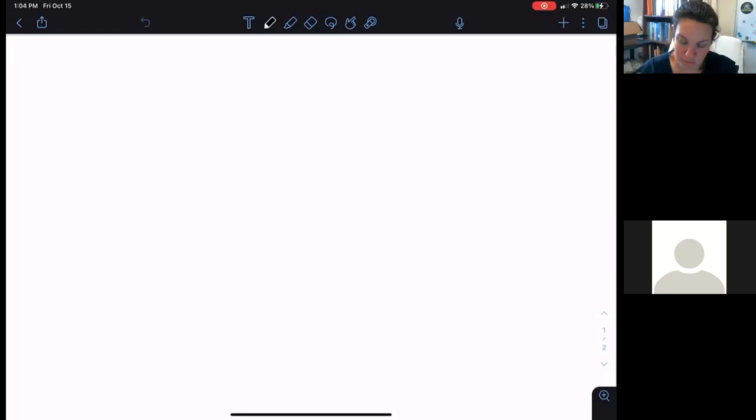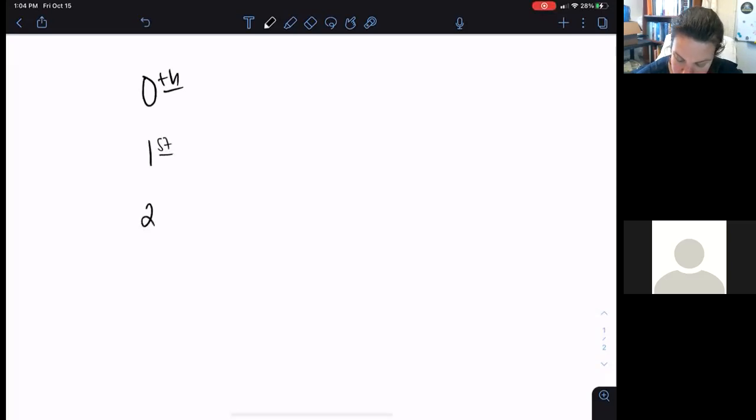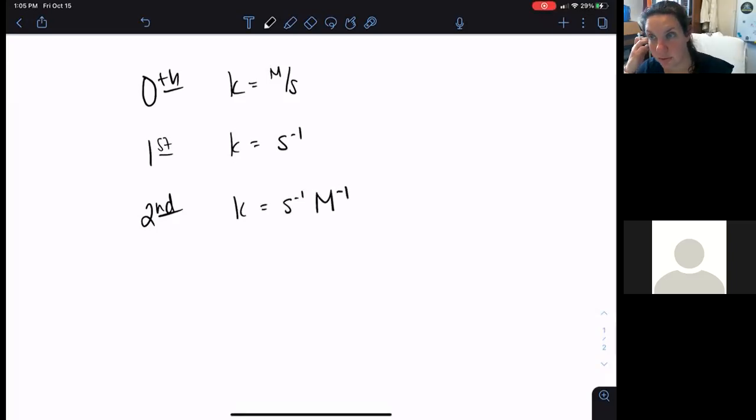Yeah, because with the integrated rate laws, you only have three options: your zeroth, your first, and your second. So those are really easy. With the zeroth, your k is equal to molarity divided by seconds. With your first, your k is equal to seconds to the -1. And for your second, your k is equal to seconds to the -1, molarity to the -1. Okay, I can go and get a better explanation of what I was talking about.